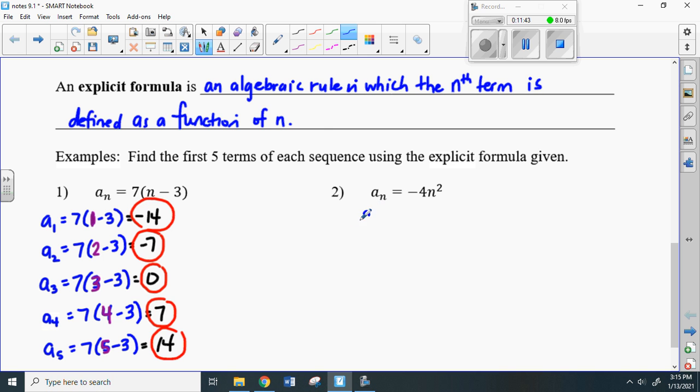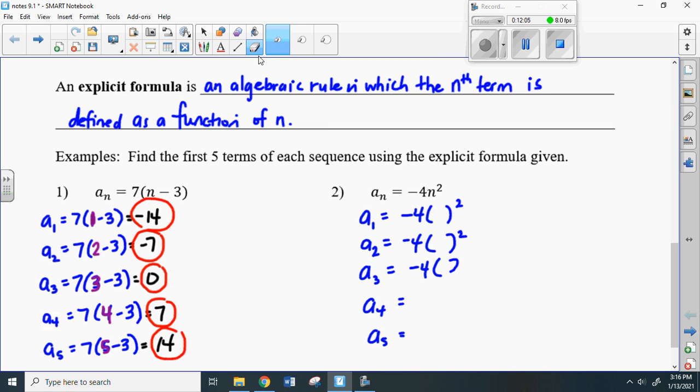All right, so same thing for number 2. I'm going to find A1, A2, A3, A sub 4, and A sub 5. And I'm going to do it by plugging in 1 for n, then I'm going to plug in 2 for n.